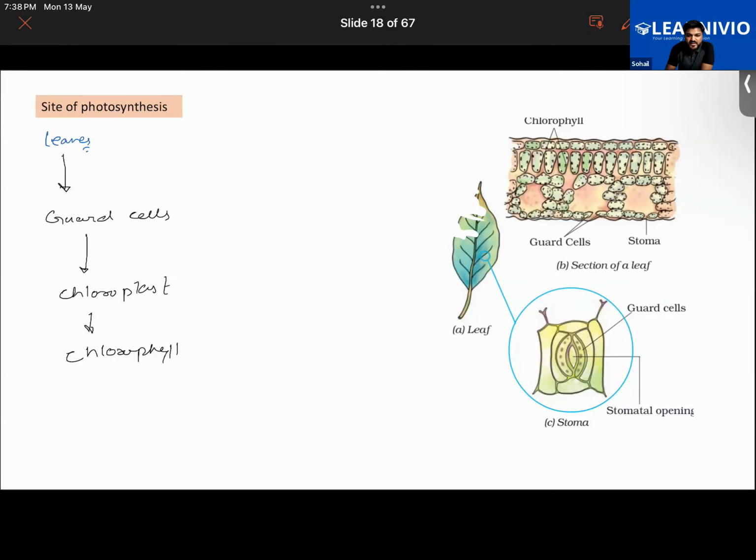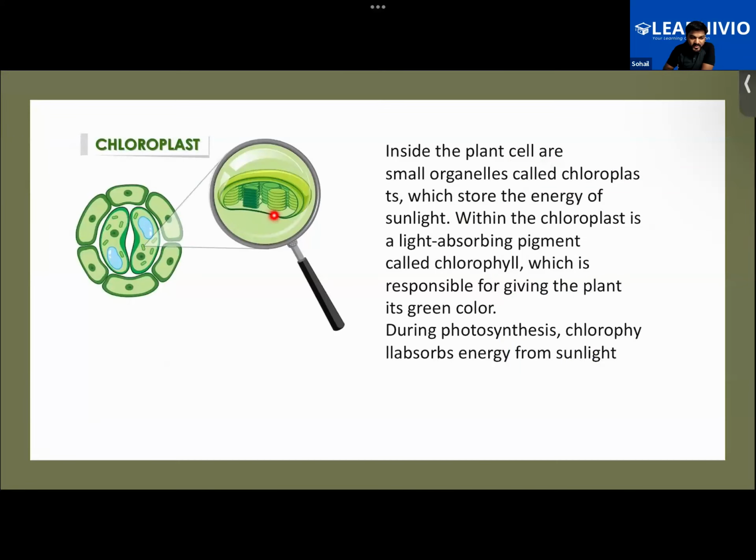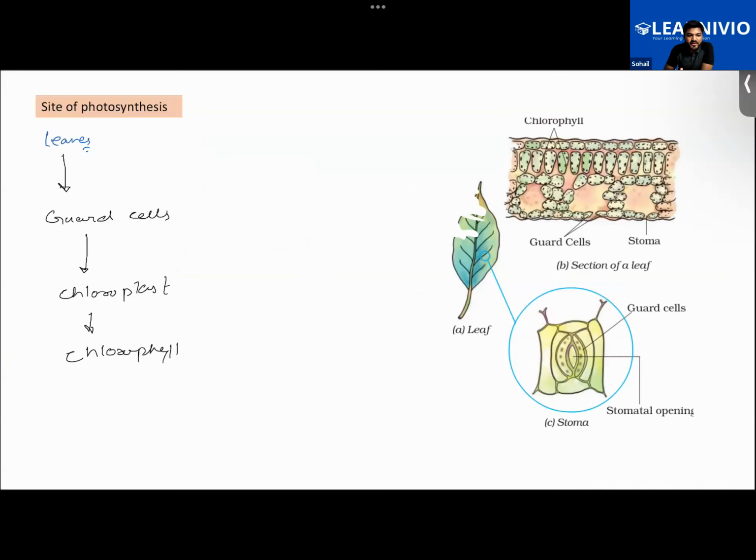Then we studied that within the guard cells, we have a cell organelle, a component called chloroplast. And inside the chloroplast, you have the green pigment called chlorophyll. So that is the site of photosynthesis. This is where the process of photosynthesis takes place. Okay, now I hope everyone is getting it.